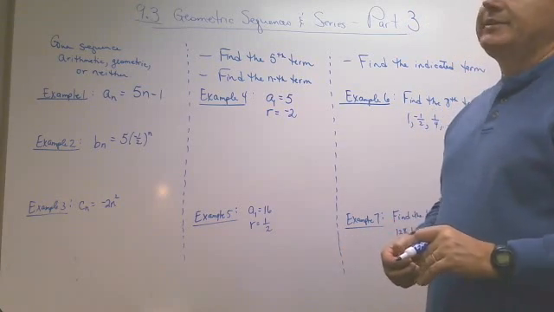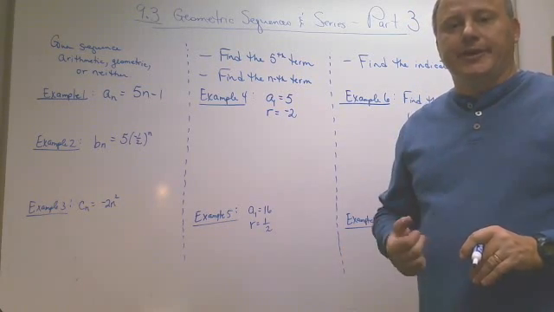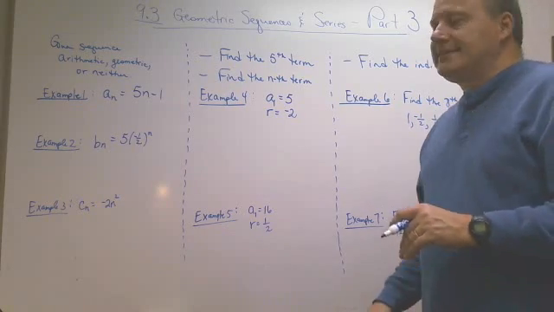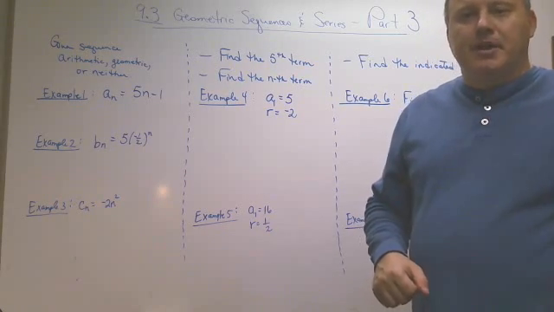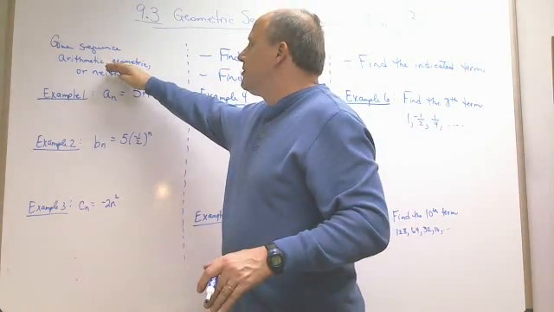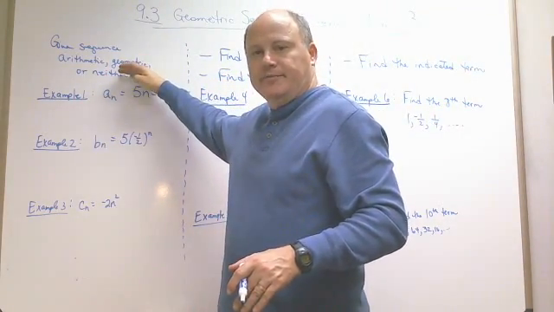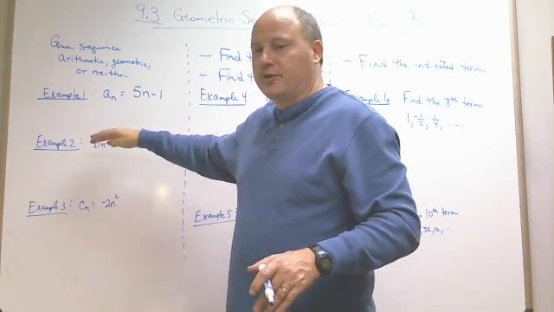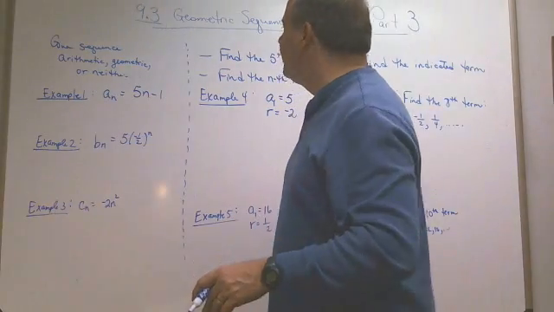Hi, this is Geometric Sequences and Series again. This is part 3, and basically there's three subplots here. Basically, in these problems we want to identify whether the sequence is arithmetic, geometric, or neither. These are fairly simple problems, but you can do it a couple of ways. I'll show you those in a second.